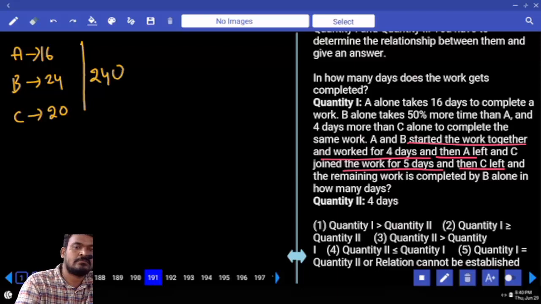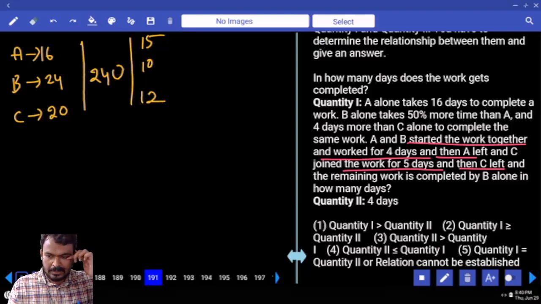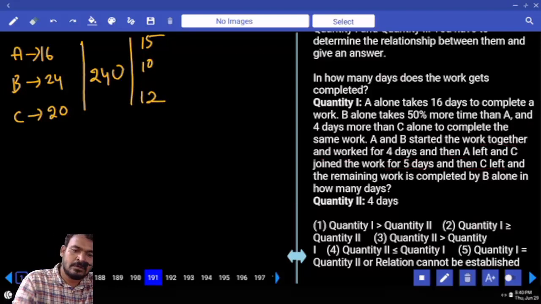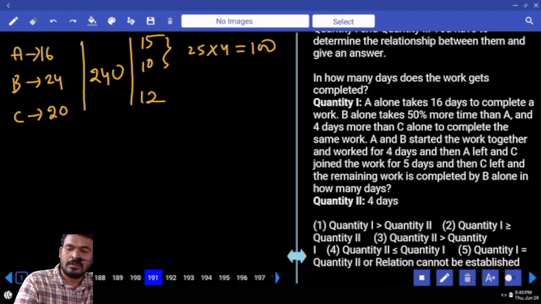240. LCM is 240. 16 how many times? 15. 24, 10 times. 20, 12 times. And here A and B are working for how many days? 4 days. What is the A and B efficiency? 25 into 4 days. 25 for the 100.